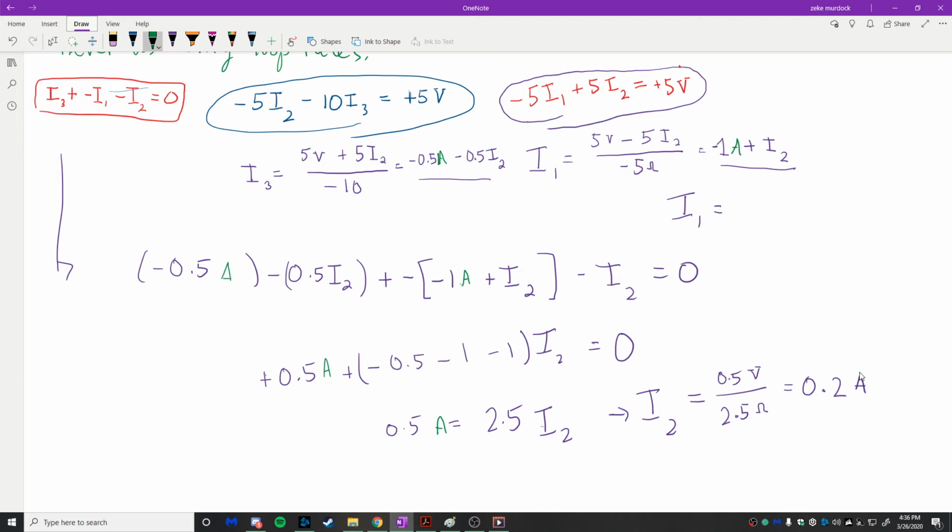Now I'm confusing myself. Wait, was it actually supposed to be volts the whole time? This is 10. Yeah, like here, for example. It's because 5 divided by 10, this was actually ohms, and this is ohms.